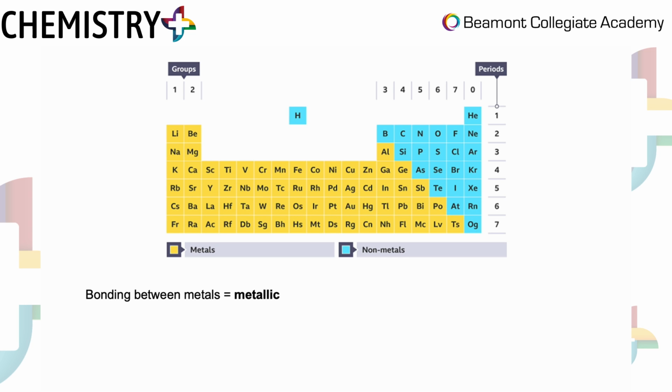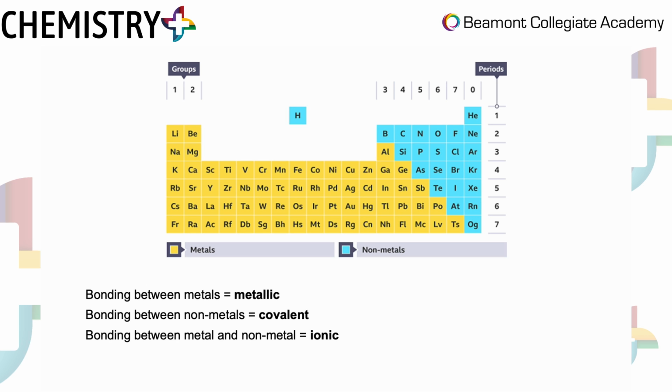Bonding between metals is metallic. Bonding between non-metals is covalent. And bonding between metals and non-metals is ionic. Always make sure that you use the periodic table, especially if you're unfamiliar with substances.